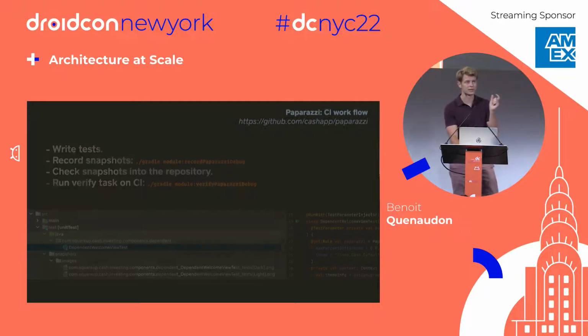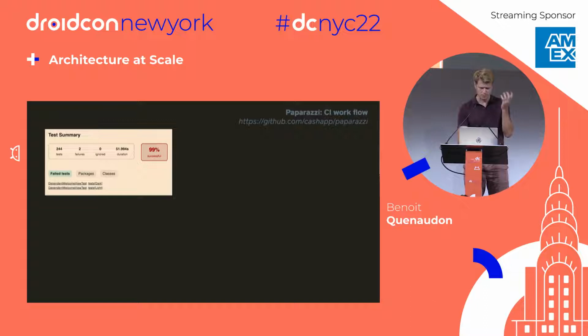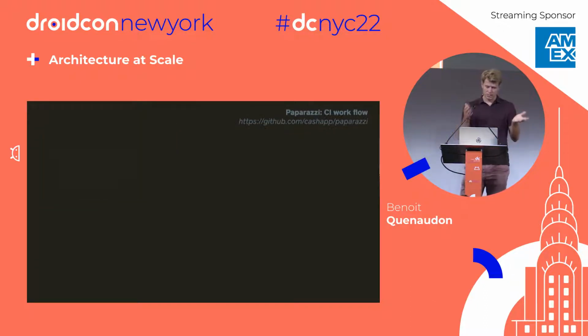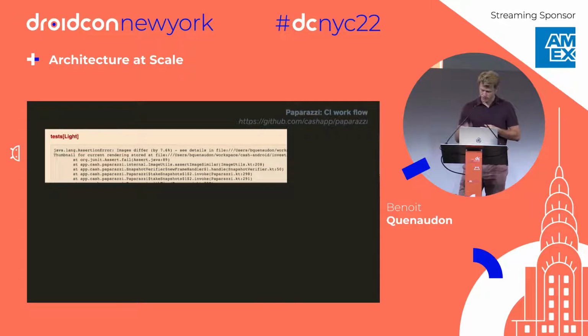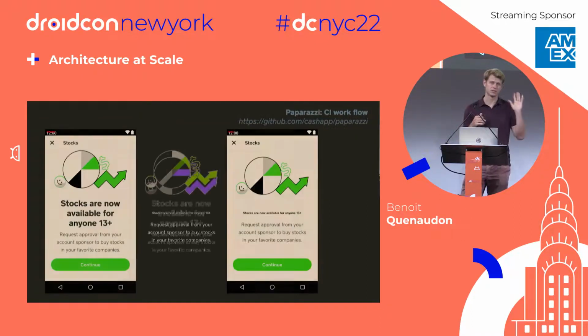If Paparazzi noticed a difference, the test will fail, and it will say images differ by 7%. You can check the details in something. And this something is a diff image. You have the expected image, which is the one that you've checked in on GitHub or whatever. On the right, the one that got generated, and in the middle, you can see the delta, which is super helpful to know what's happening.